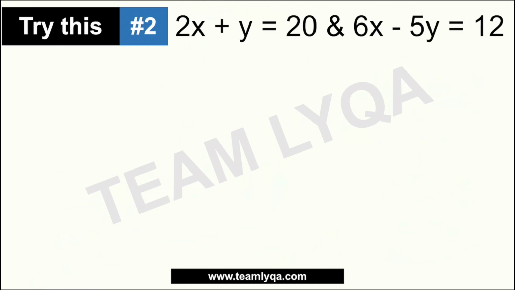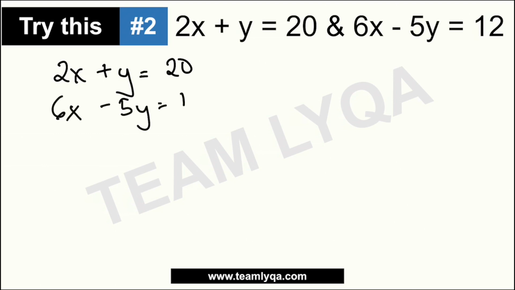Again, pipila lang muna natin para matulungan tayo mag-decide dun sa gagawin natin. So, we have 2x plus y is equal to 20. Tapos, meron tayong 6x minus 5y is equal to 12. Now, kung dito ko kasi siya kukunin, magkapareho na sila ng sign. So, yun pa lang, magkakaproblema na.